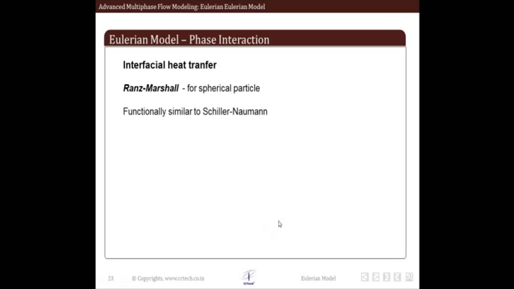Let us have a brief look at what the Ranz-Marshall model does. Now, we have to model the heat transfer, that is Q12. 1 refers to phase 1, 2 refers to the secondary phase. In order to model this heat transfer between two phases, that is Q12, the heat exchange between the two, we know that it can be modeled as heat transfer coefficient times the temperature difference. The temperature difference is already part of the solution, that is, Fluent already solves for temperature for both the phases. So this will be taken care of by the solver. All we need to give is the heat transfer coefficient H12.